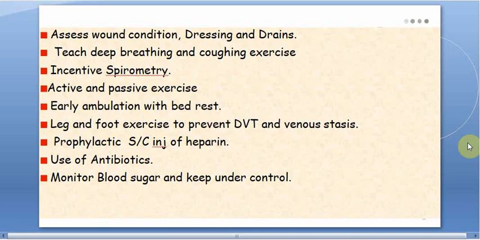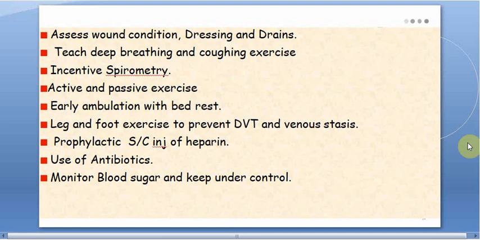Then you can teach active or passive exercises. You can start physiotherapy, okay? Or you can also start with respiratory therapy, just physiotherapy and all. And early ambulation is very essential. Okay? After the surgery, you should never tell the patient that you have to take bed rest for 1 to 2 months. No. After the surgery, after the consultation from the surgeon, the patient will have to start early ambulation, that is leg exercises. First they will start with passive exercise, then they will start with active exercises.